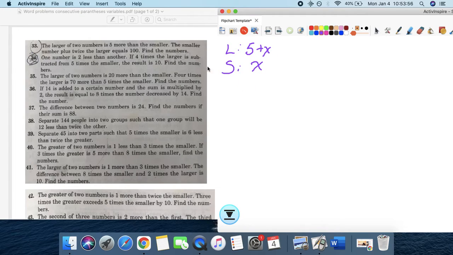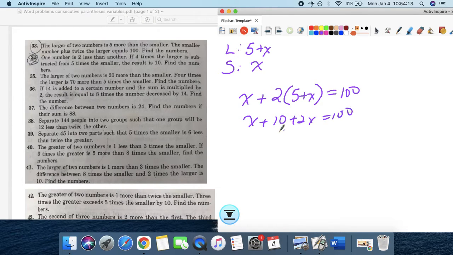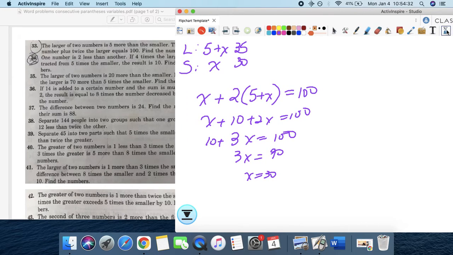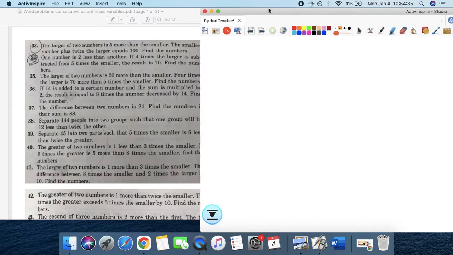So again, in order, the smaller one, plus, is plus. Twice means 2 times, and 2 times the larger one, which is 5 plus x, equals 100. You know what? I'll just solve it really quickly. Sorry. 10 plus 3x. This is going to be 90. x equals 30. Okay? So it's 30 and 35. Okay, but my main focus is, if you have an equation, that you set it up correctly. That's my main thing.